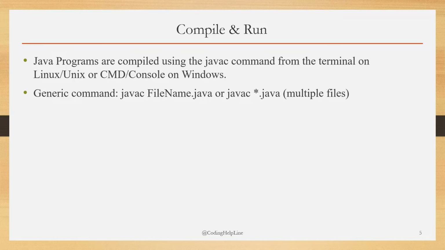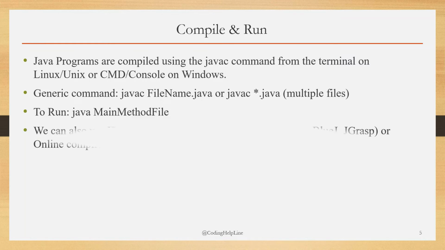To run a Java program, we issue the command java and the main class file name. Only the name, no extension. So Java will run the file. This file must have a main method.